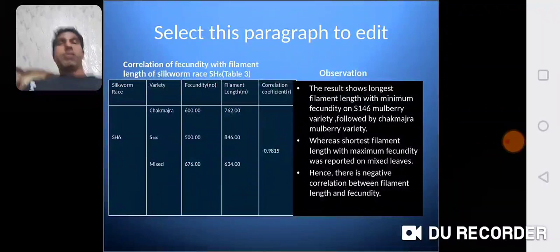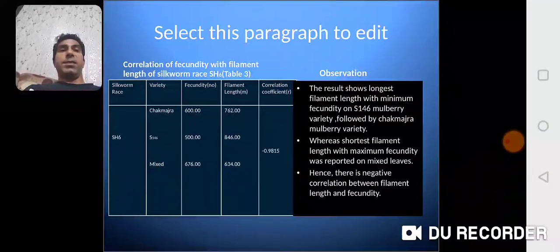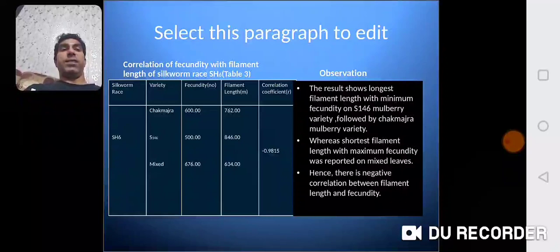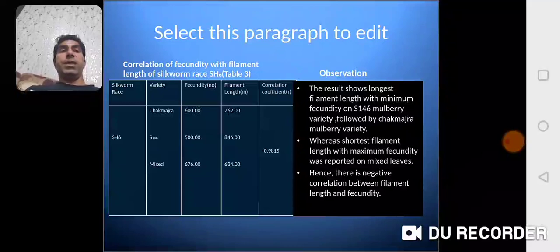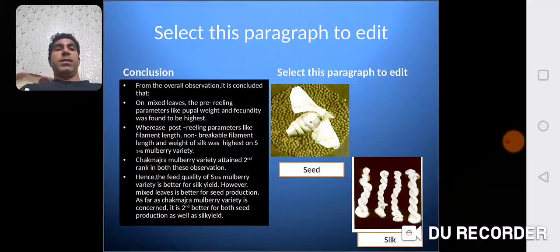In this slide, I have formed a correlation of fecundity with filament length of silkworm race SS6. The following things are observed. Number 1, the result shows longest filament length with minimum fecundity on S146 mulberry variety, followed by Chakmazra mulberry variety, whereas shortest filament length with maximum fecundity was reported on mixed leaves. Hence, there is a negative correlation between the filament length and the fecundity.